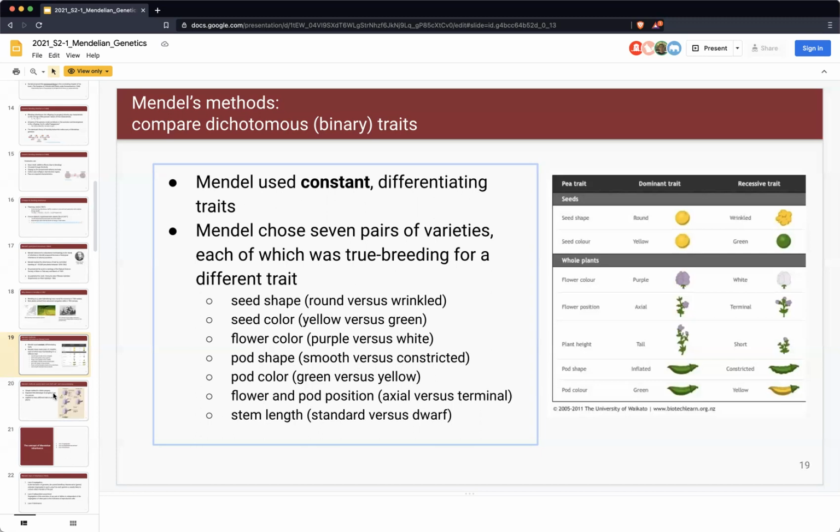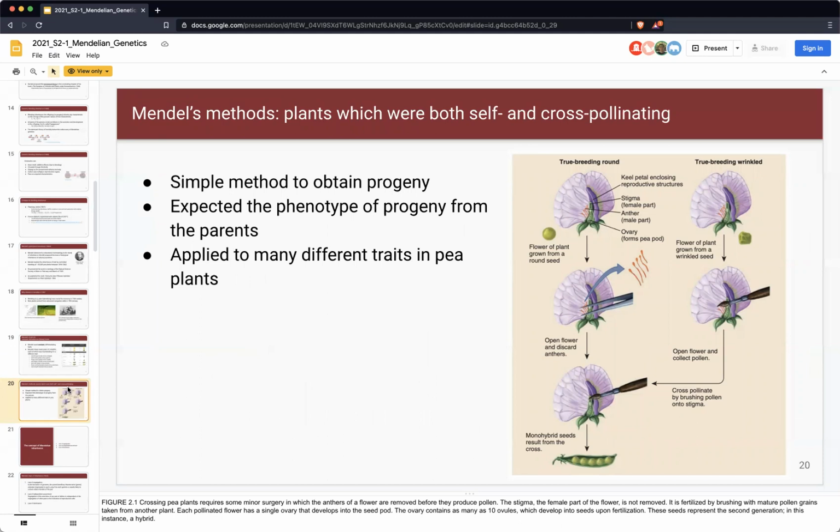and then Mendel's method is also well known for self and cross-pollinating, and this is an easy way to obtain progeny, an easy way to obtain offspring, children, the same terms. And you can expect the phenotype of the progeny from the parents, right? Because you know the source of the inheritance. You can also apply this method to different parts of the pea plants and different traits, and do the same research using the same experimental method, right? So this is the critical thing.